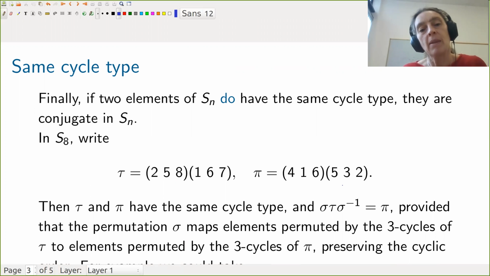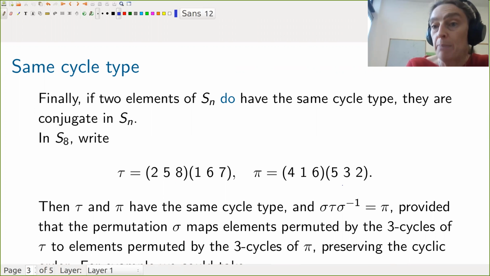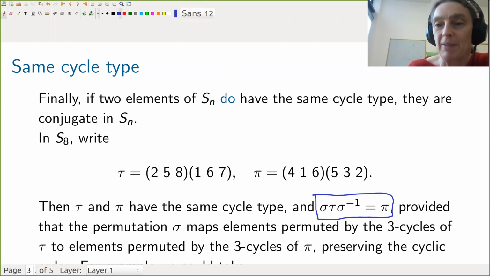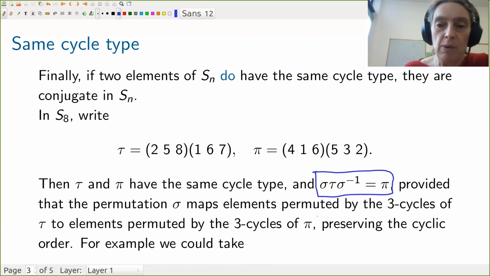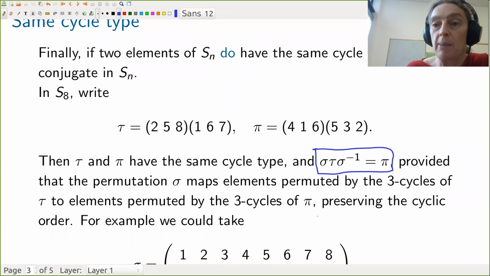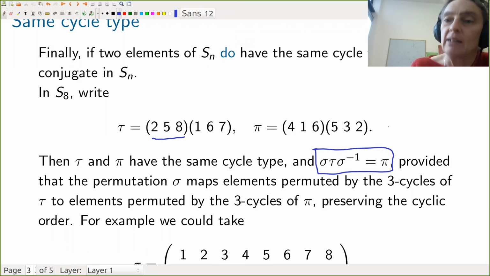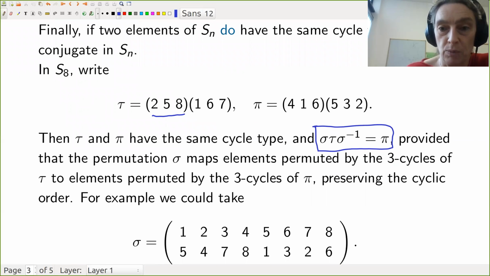So the assertion would be that because these two elements have the same cycle type, they should be conjugate to each other. So we should be able to produce a sigma for which when we conjugate tau by sigma, by forming sigma tau sigma inverse, we get pi. And if you want to actually write down a particular permutation sigma in S8 that does that trick, what you want sigma to do is take the elements 2, 5, 8, which are in a 3 cycle of tau, to the elements in one of the 3 cycles of pi, preserving the cyclic order. So for example, you could take 2, 5, 8 to 4, 1, 6 in that order. You could also take it to 1, 6, 4, which has the same cyclic order.